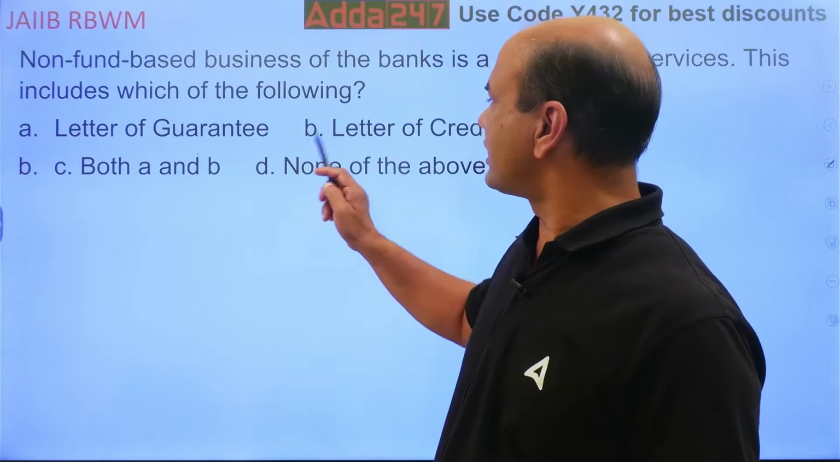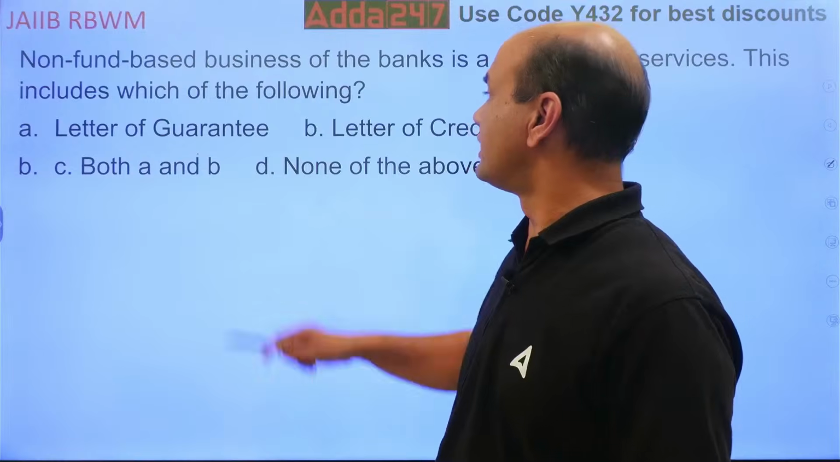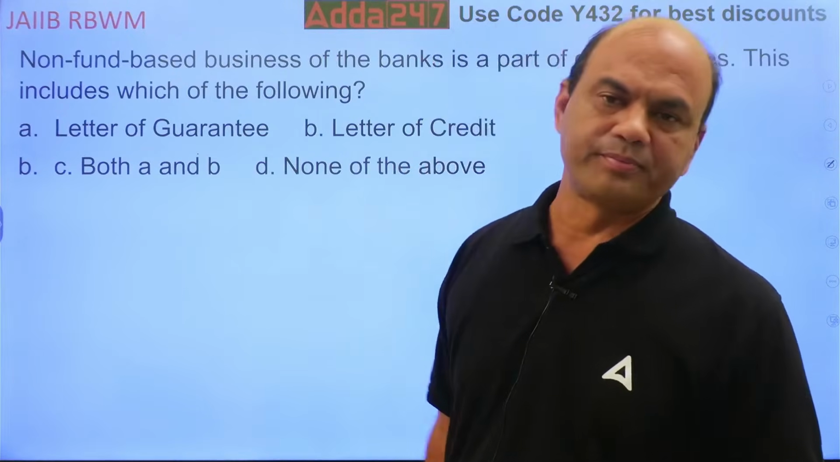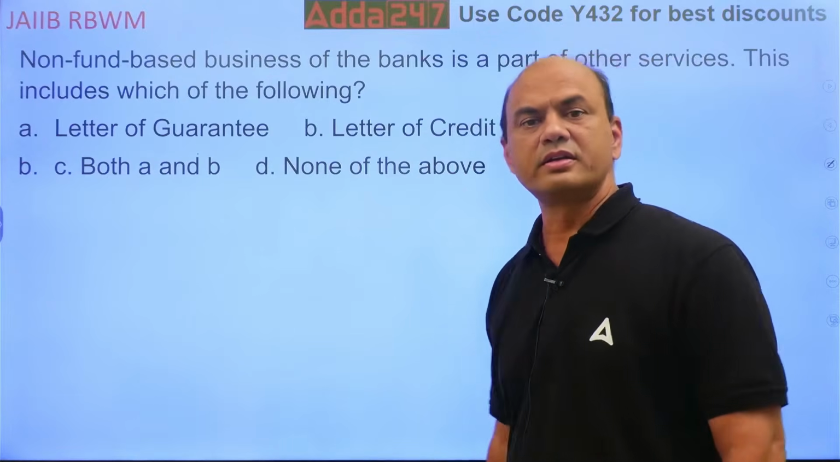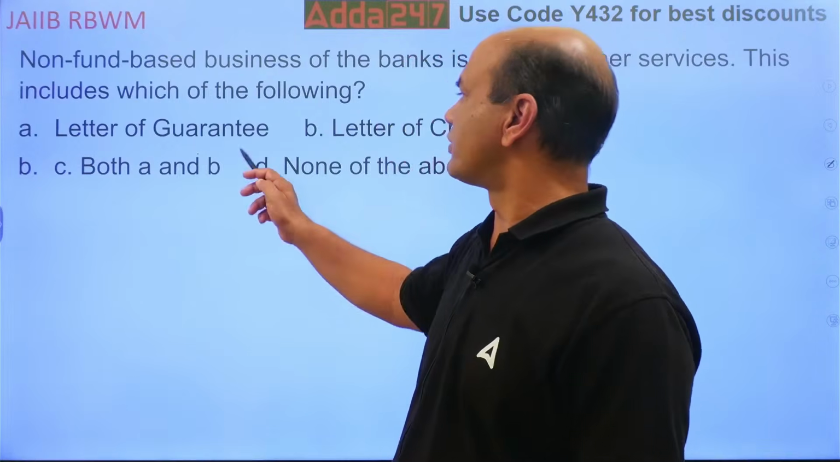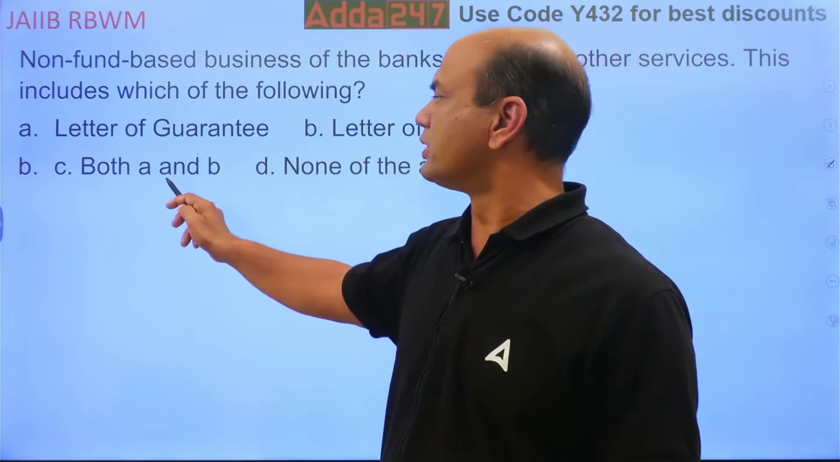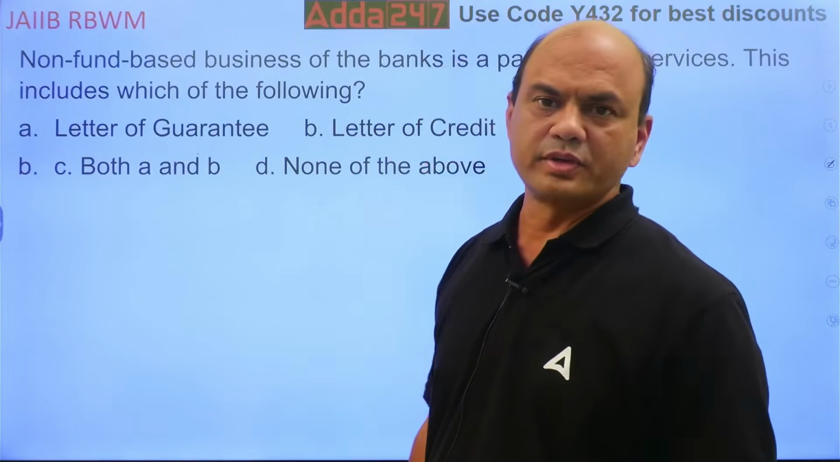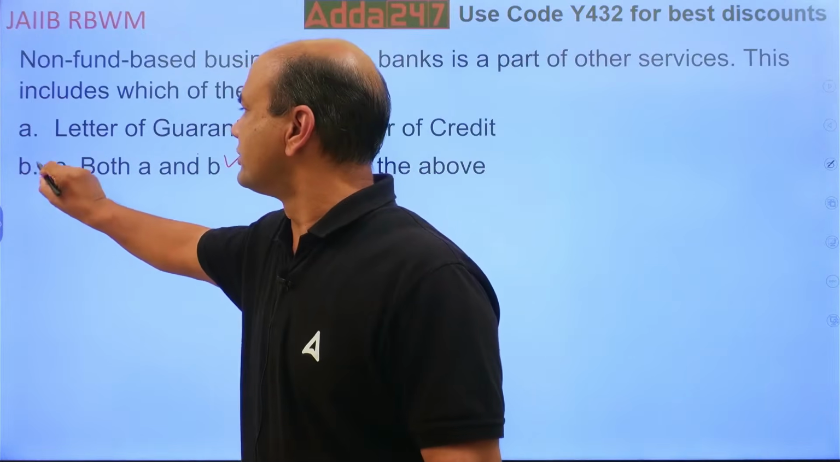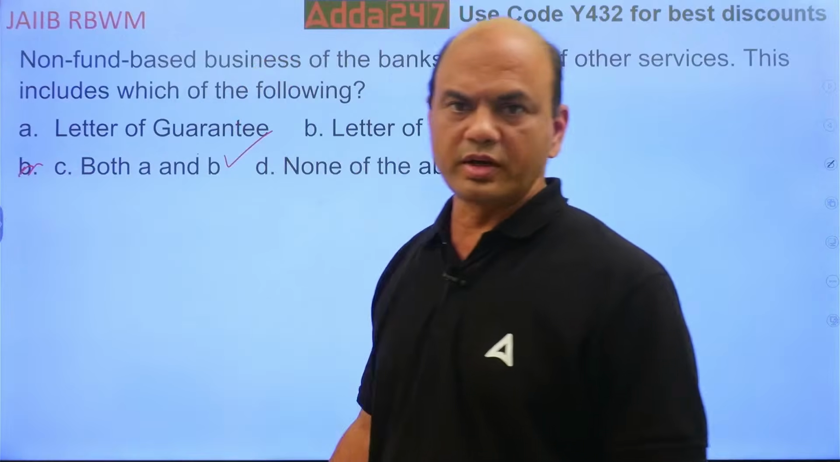So which of them are under non-fund based? LC, a letter of guarantee, letter of credit. Both A and B, none of the above. Think over it. Which of them are over here? Letter of guarantee, letter of credit, both A and B. So it is both A and B. Okay, C. So it is C, both A and B. Got it?